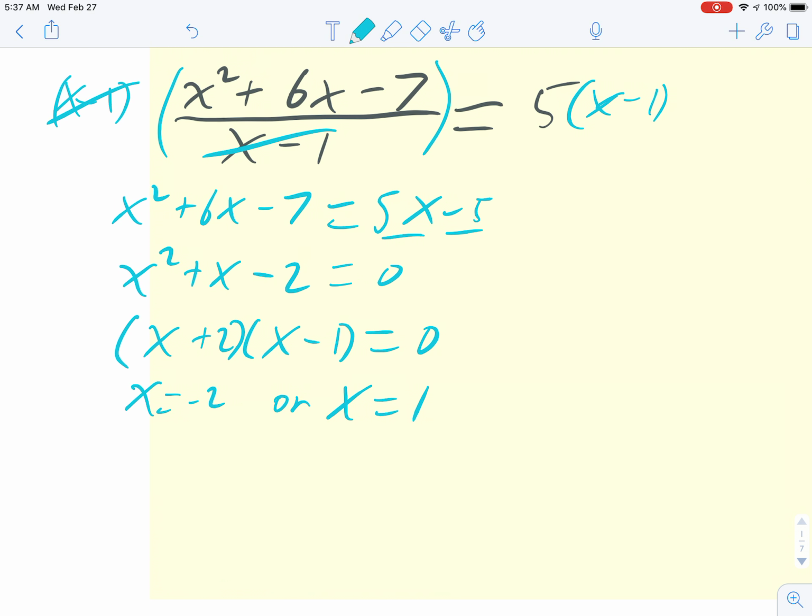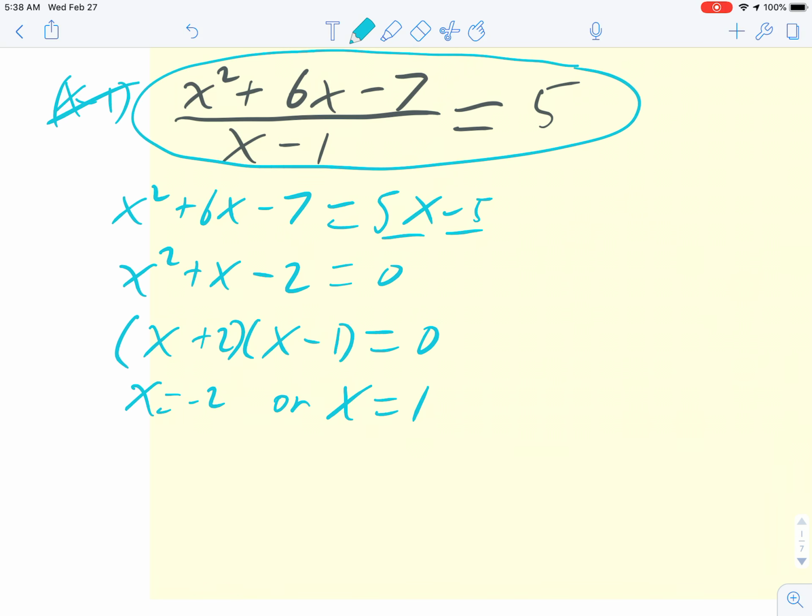But wait, it's going to get interesting because watch. When we solve rational equations, it's always a good idea to check your work. But when we solve rational equations, it's really important. Because remember the goal. The goal is trying to find values of x that make this equation true.